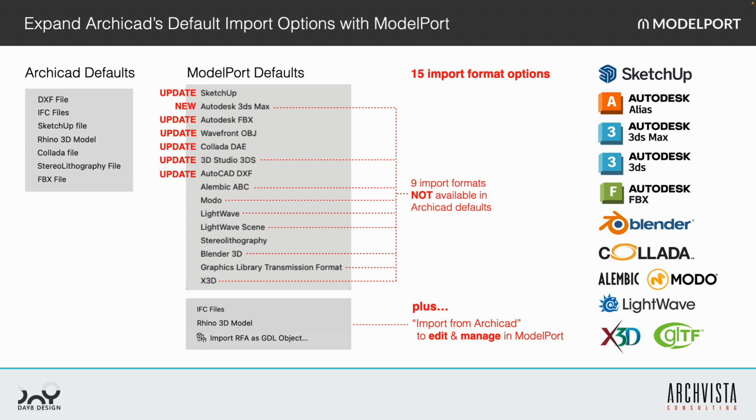And for those of you who don't know about the import from Archicad option, this is really important as well, because if we don't have certain formats available in ModelPort, such as IFC, Rhino, or Revit RFA, then you can use the standard import process in Archicad, import that Revit object, place it into the floor plan, select it, and then use the import from Archicad option in ModelPort to bring that Revit object into ModelPort for further editing, management, and optimization. And I'll talk about that in more detail with an example in a minute.